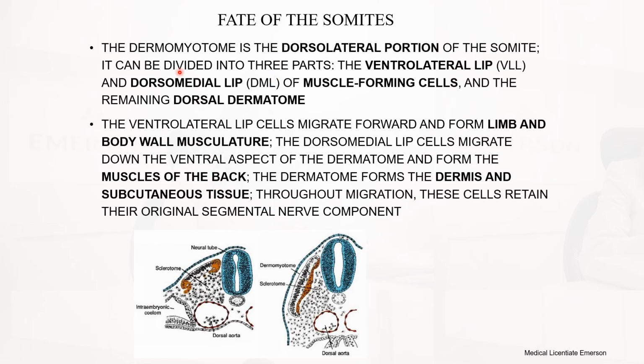Then, what about the dermomyotome? The dermomyotome is the dorsolateral portion of the somite, and it can be divided into three parts. You have the ventrolateral lip, the VLL, and the dorsomedial lip, the DML, of the muscle forming cells, and the remaining dorsal dermatome. The ventrolateral lip cells migrate forward and form limb and body musculature. Then the dorsomedial lip cells migrate down the aspect of the dermatome and form the muscles of the back. Then you have the dermatome, which forms the dermis and the subcutaneous tissue. Throughout migration, these cells retain their original segmental nerve component.